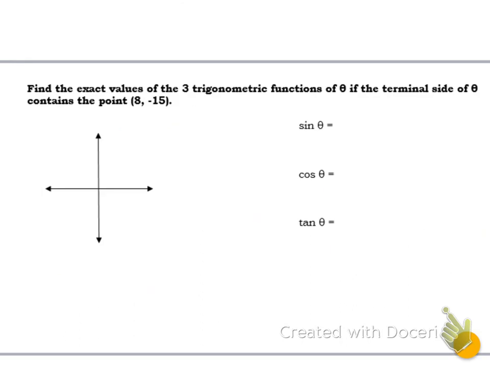Okay, find the exact values of the three trig functions. So this is going to be my x value, this is going to be my y value. So positive 8 means I'm going right 8. A negative 15 for my y means I need to go down negative 15. Okay, so there's my right angle, there's my theta. I got to use Pythagorean theorem to find that missing side. So that's my c. So I got 8 squared plus negative 15 squared equals c squared.